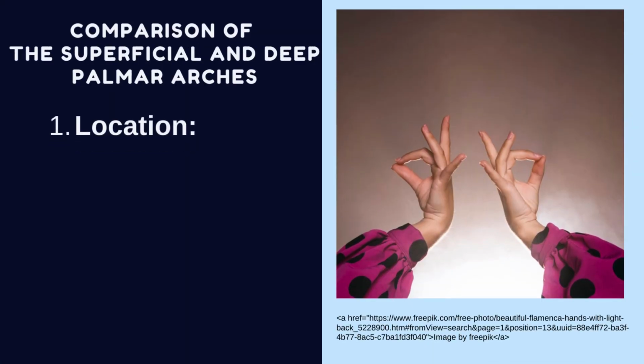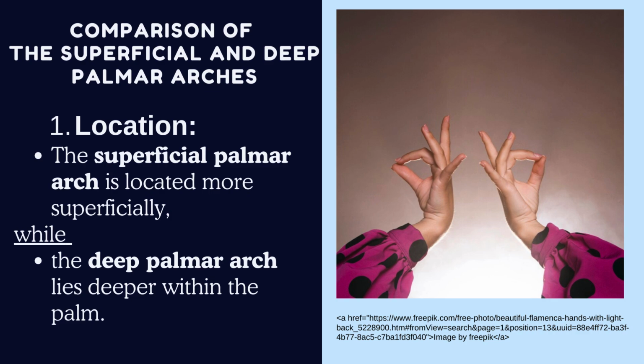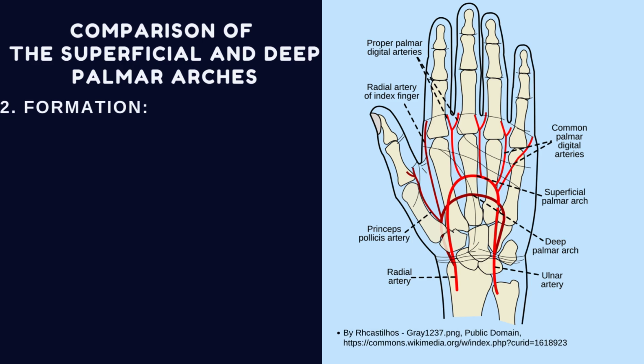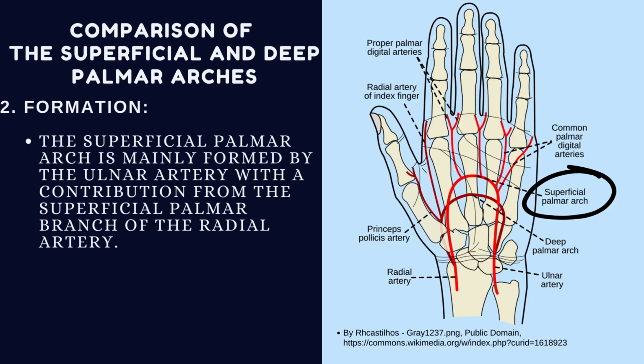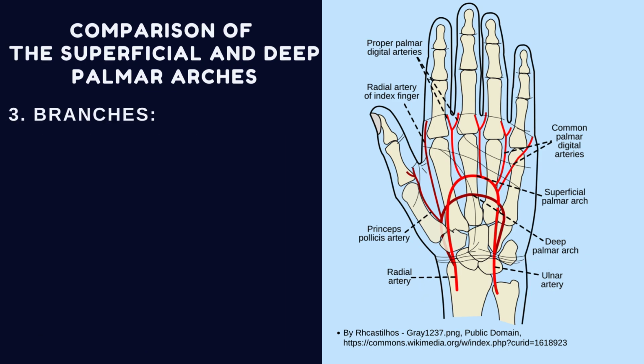Number 1. Location. The superficial palmar arch is located more superficially, while the deep palmar arch lies deeper within the palm. Number 2. Formation. The superficial palmar arch is mainly formed by the ulnar artery, with a contribution from the superficial palmar branch of the radial artery. The deep palmar arch is primarily formed by the radial artery, with a contribution from the deep palmar branch of the ulnar artery.